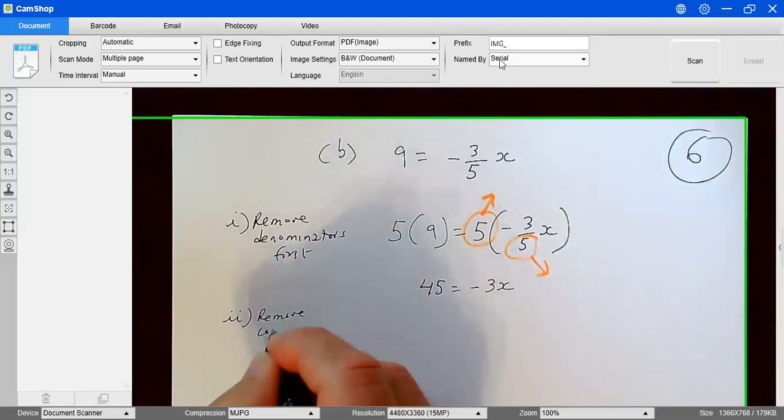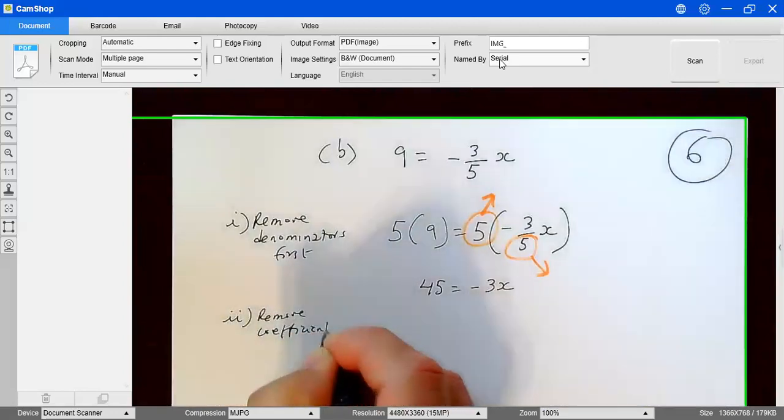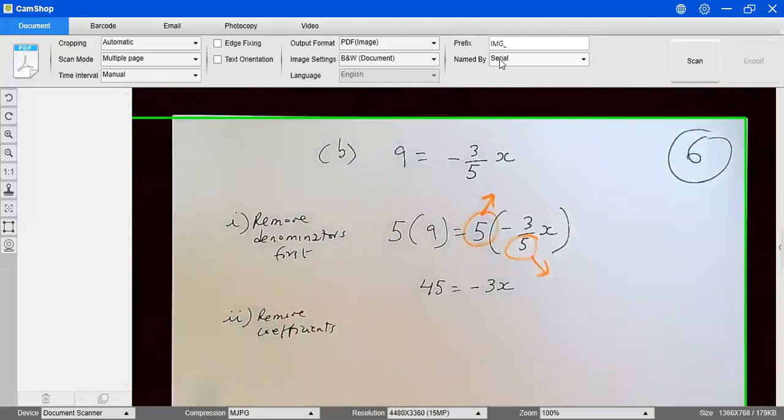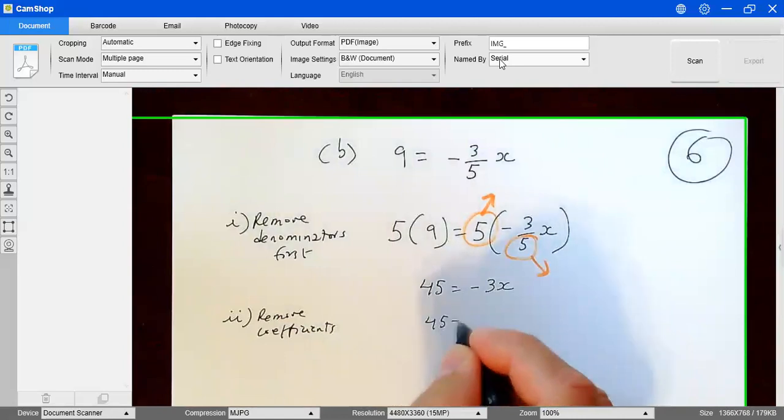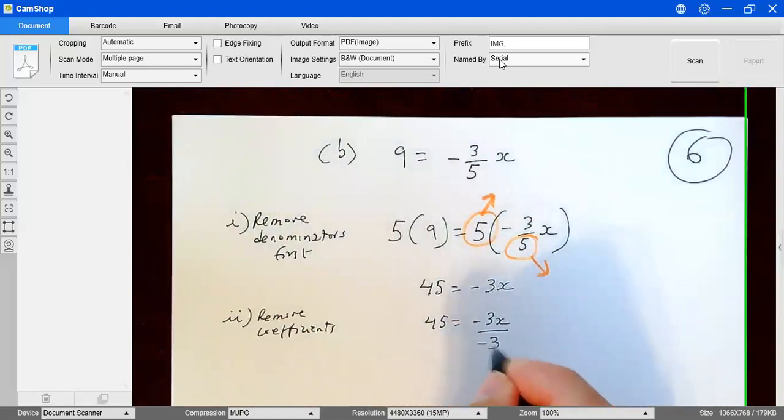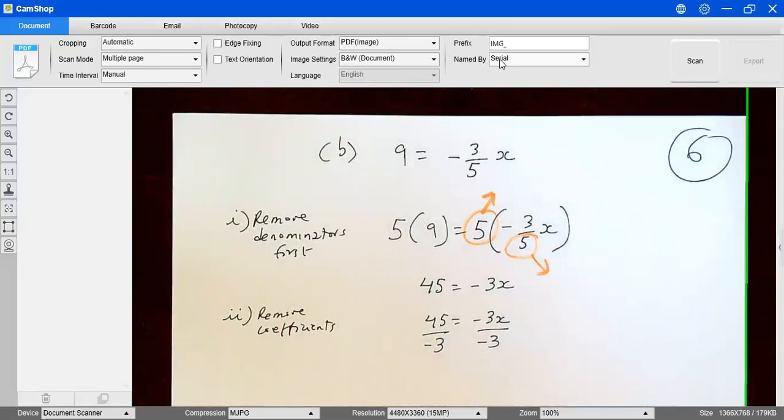What is the next step? Remove coefficients. So in both cases, we are applying the multiplication property. So we're going to divide. I'm going to write again my equation just for you to see the step. I'm going to divide by the coefficient. The coefficient is -3. I need to remove the negative sign too.